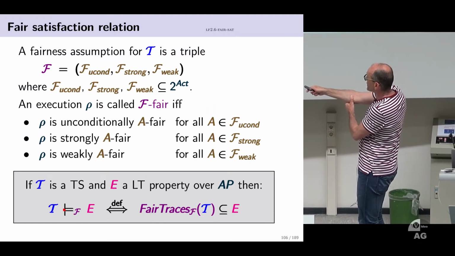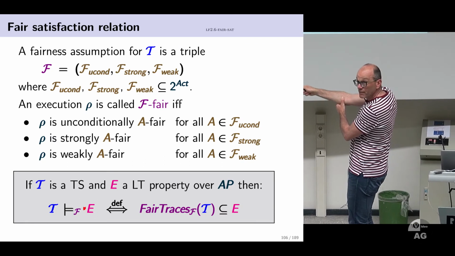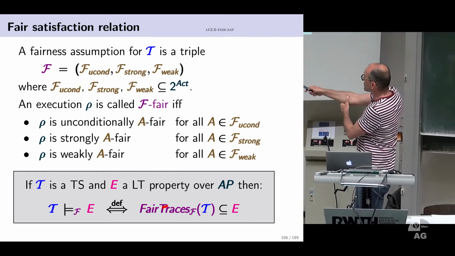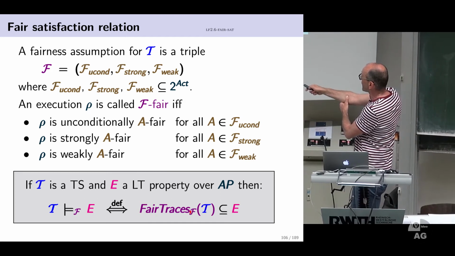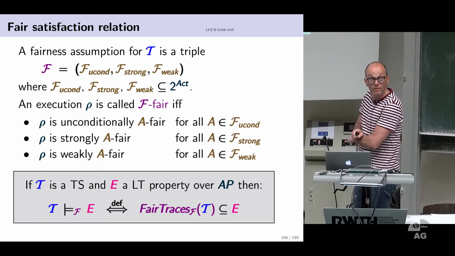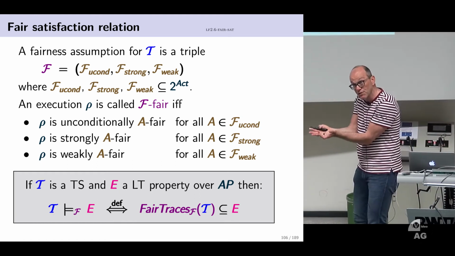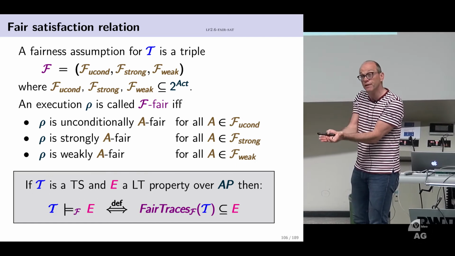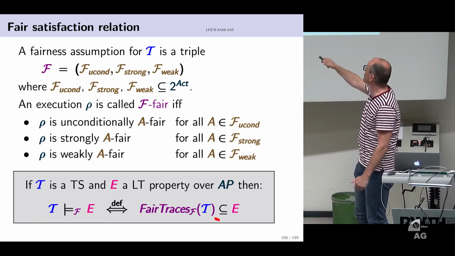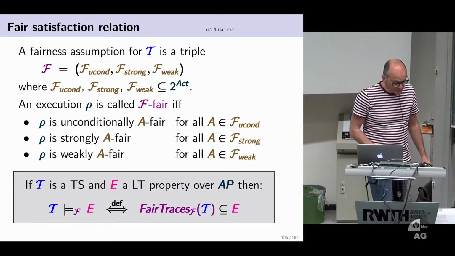T satisfies, with respect to the fairness assumptions in F, property E, if and only if the set of fair traces of my transition system with respect to my fairness assumption are included in E. That means all the remaining traces, all the traces that are fair, they all satisfy the property of interest.